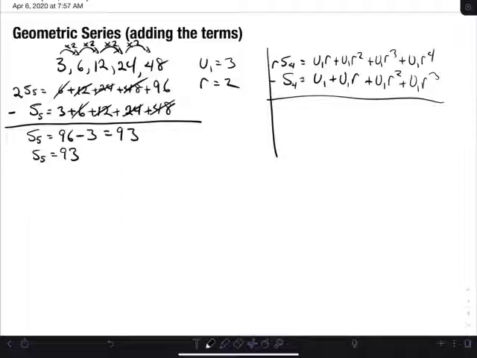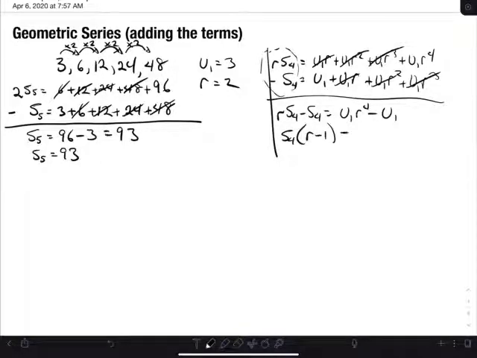So I would get, now what does this become? It becomes rs to the 4 minus s to the 4. Not so easy. And then what about the right-hand side? Well, this minus this cancels, this minus this cancels, this minus this cancels. So you still end up with that kind of pattern, like this. And if I factor out that, I get r minus 1 here. And then I can divide by r minus 1. And on top here, I can factor out the u1. And you get a nice little pattern like that.